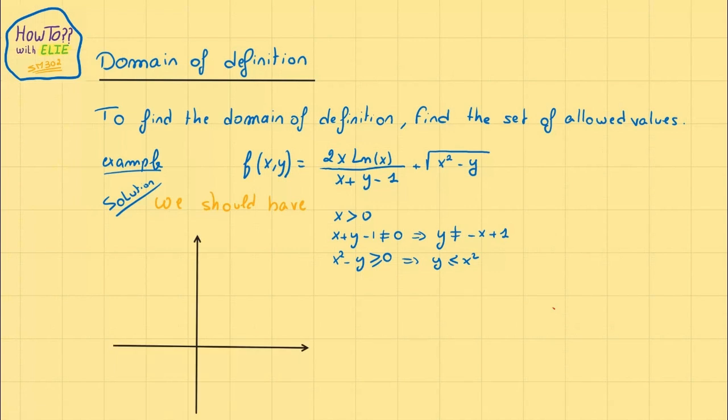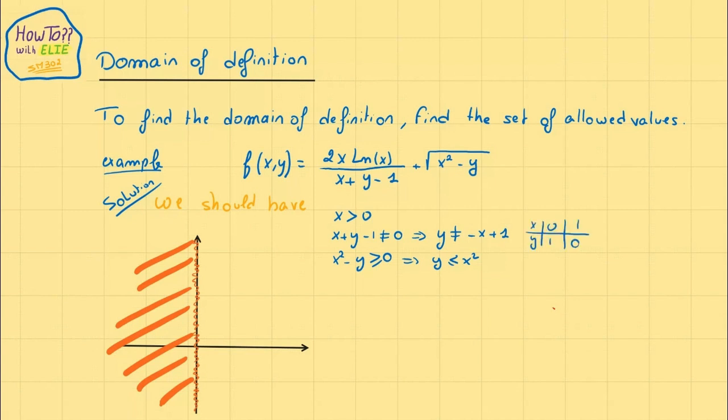x strictly greater than 0 means that the points that are allowed are only the points that have their abscissa strictly positive. So we should remove the y-axis and all the region where the points have their abscissa negative. Then in the second condition, we have y not equal to minus x plus 1. So let's try to draw the line y equals minus x plus 1. Let's take 2 points. If x is 0, y is 1. If y is 0, x is 1. So let's try to sketch this straight line. It's this purple line going through these 2 points. And since y should not be equal to minus x plus 1, then we should remove this straight line from our domain.